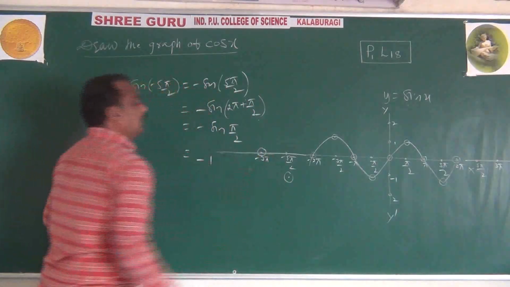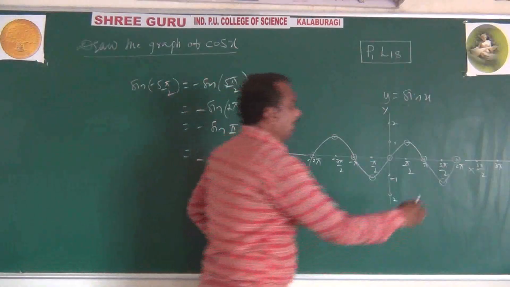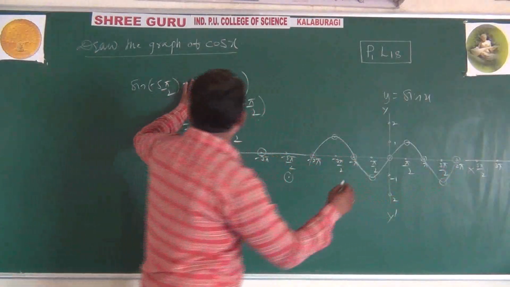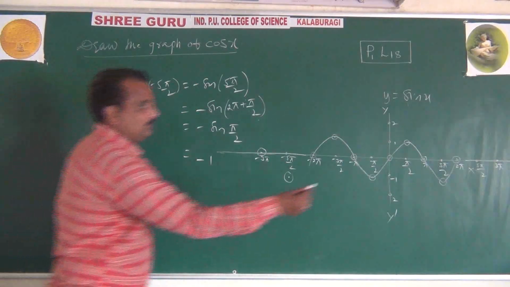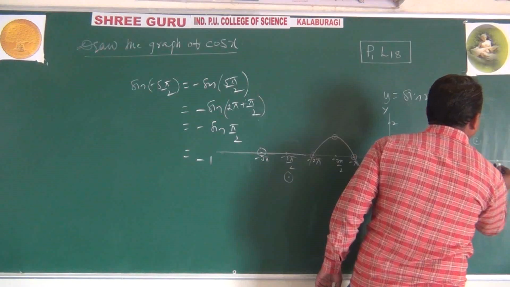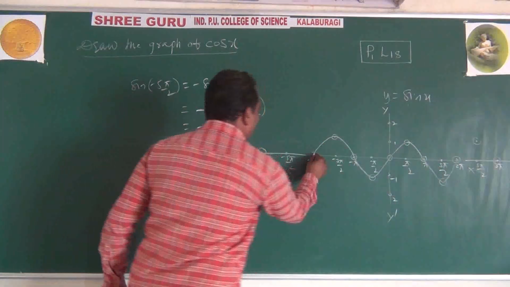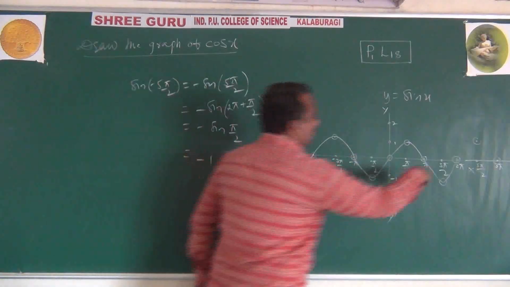I have told you that at all multiples of n pi the value is 0. Sin 5 pi by 2 is sin pi by 2, which is plus 1, definitely plus 1, and at 3 pi it is 0. Like that the graph oscillates, students. Again it reaches the maximum.